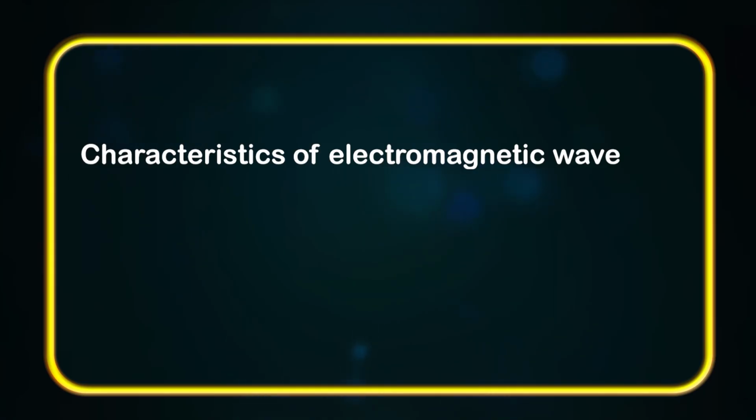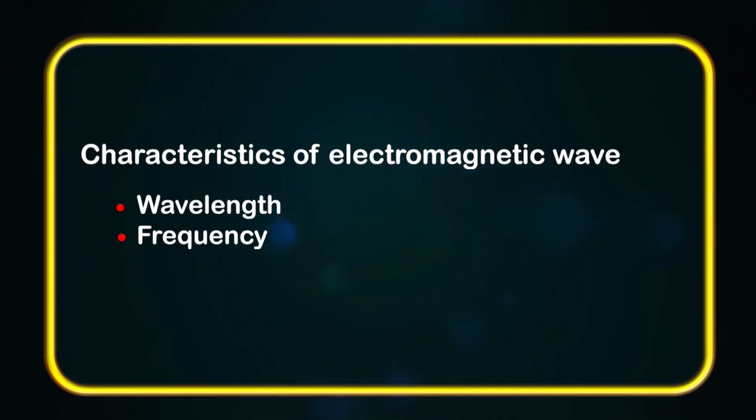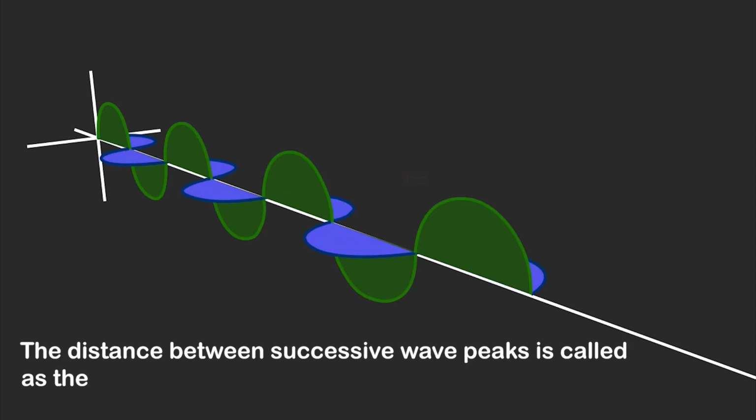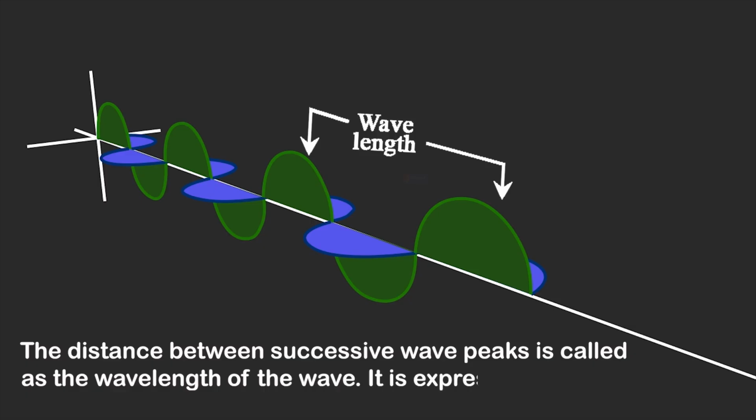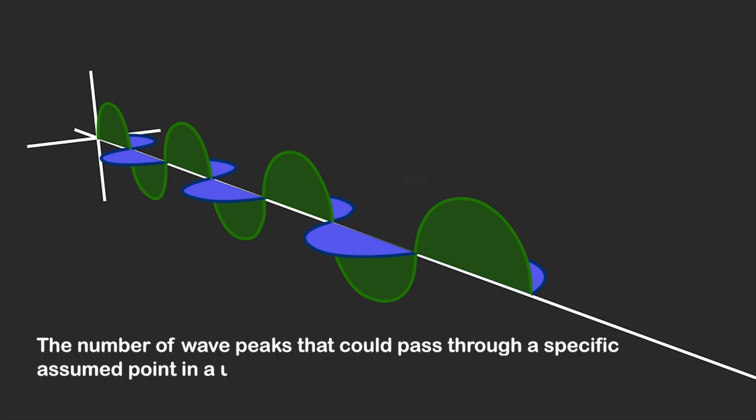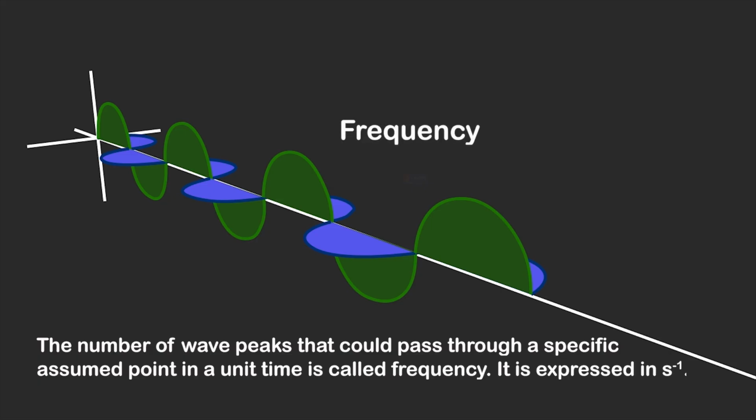Characteristics of electromagnetic wave: wavelength and frequency. The distance between successive wave peaks is called the wavelength of the wave. It is expressed in meters. The number of wave peaks that pass through a specific assumed point in a unit time is called frequency. It is expressed as inverse of s, which is time inverse.